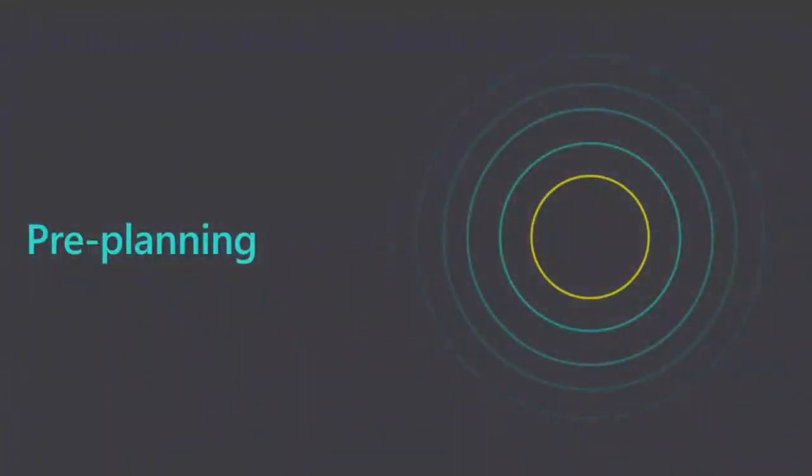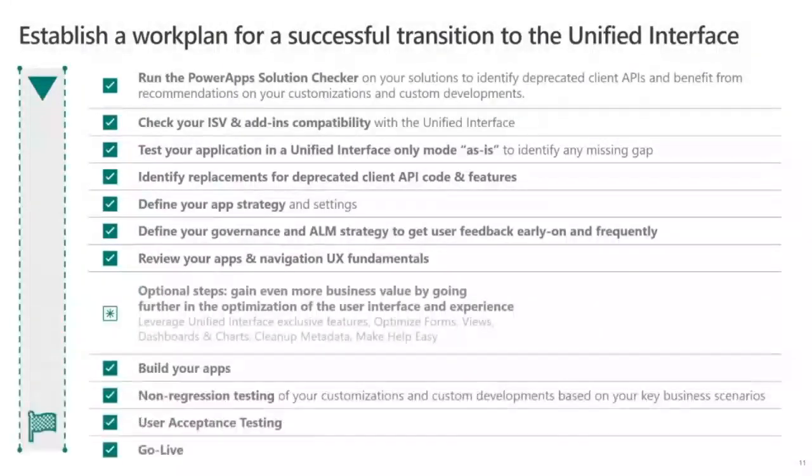Now, regarding all of the pre-planning activities, this is the opportunity to establish a work plan for a successful transition to the unified interface. There are a number of steps here to get you started. One of our recommendations is that you start with the Power Apps Solution Checker. This will help you check your solutions, customizations, and code to identify any deprecated client APIs, and also it's an opportunity to benefit from recommendations from the tool on your customizations and custom developments.